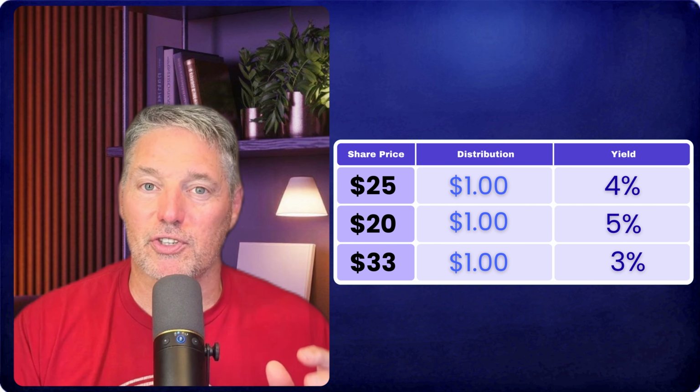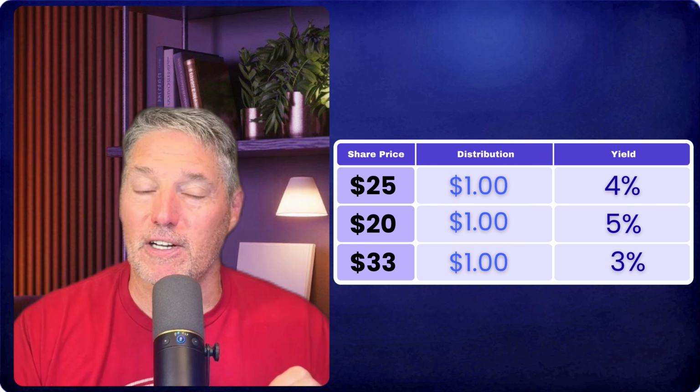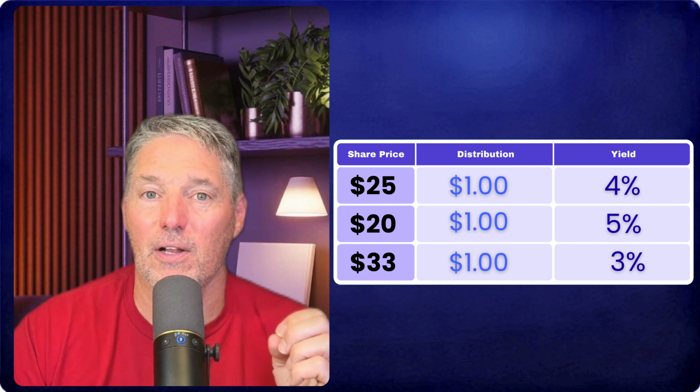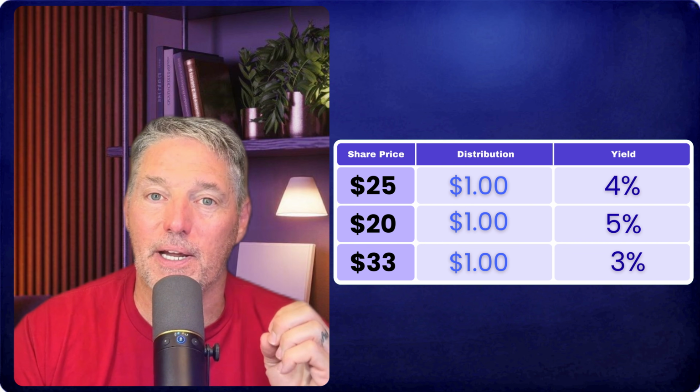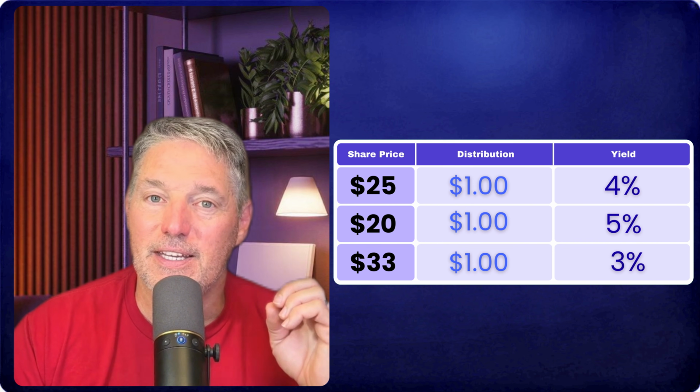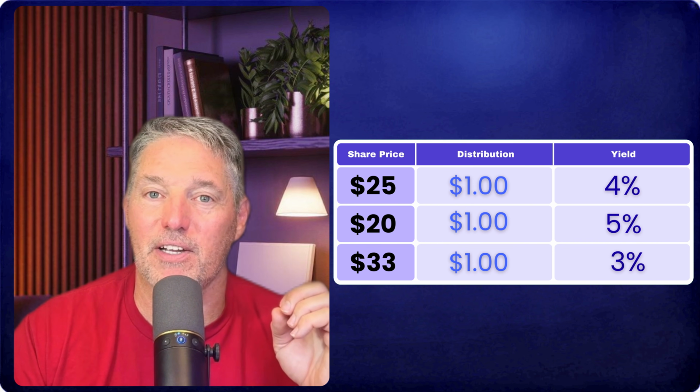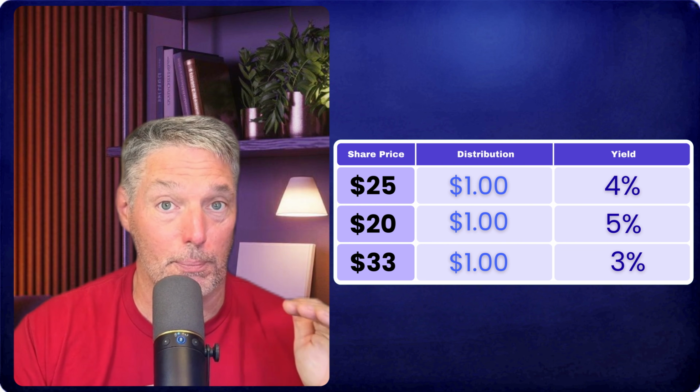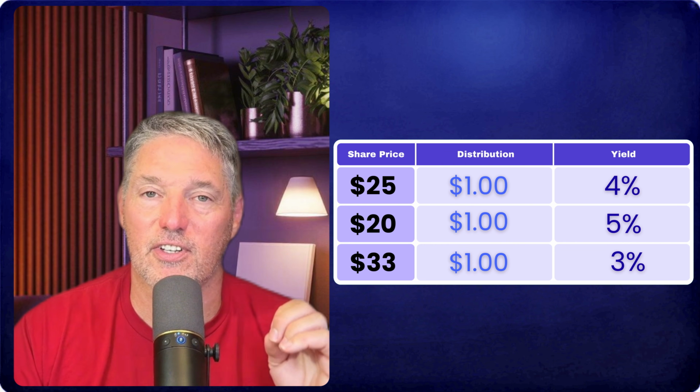Notice the distribution never changed. The fund still paid exactly $1. The yield changed only because the share price changed. Yield is a moving target because the denominator, the share price, is constantly changing.